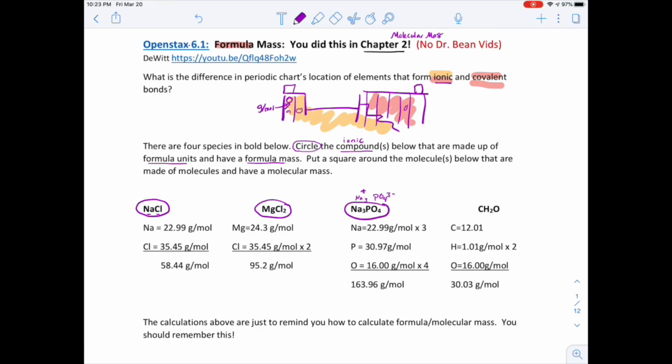Now when we look at this last compound, we're going to put a square around it because the carbon and the oxygen are both over here on the right hand side. And remember, hydrogen is one of the only things that bonds in all different kinds of ways. It's a nonmetal, and when it's with things like carbon and oxygen, we'll be calling it a covalent bond or a molecule. So this is a molecule, whereas the other ones are compounds. This one is our only molecule, made up of molecules, and so we would call the numbers we get off the chart the molecular mass.